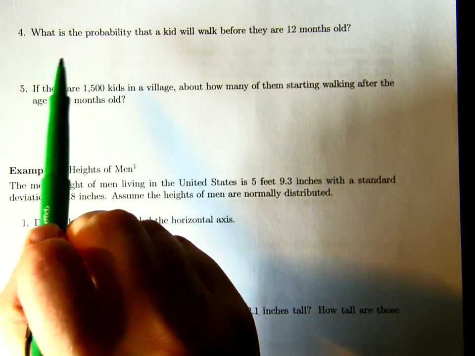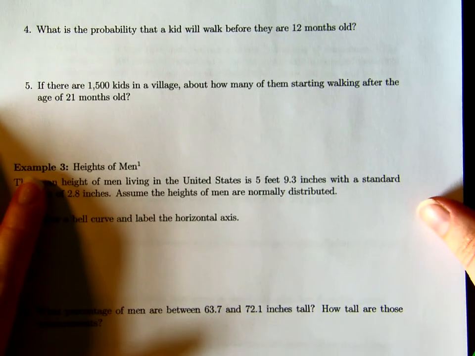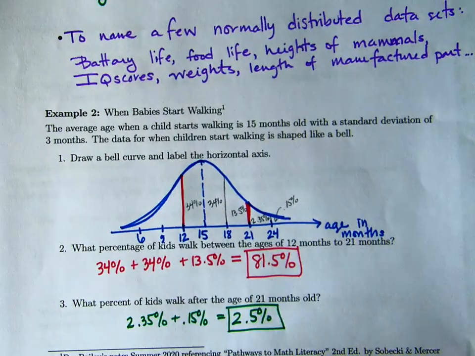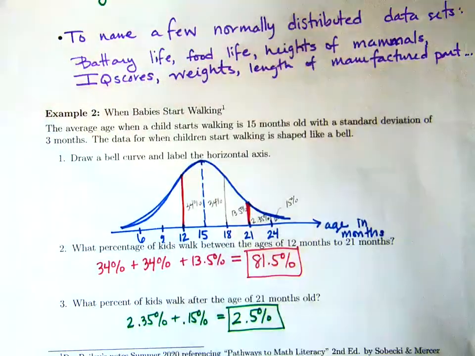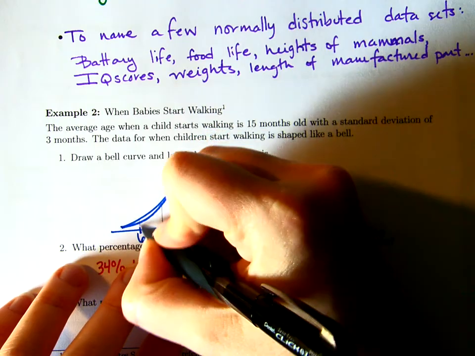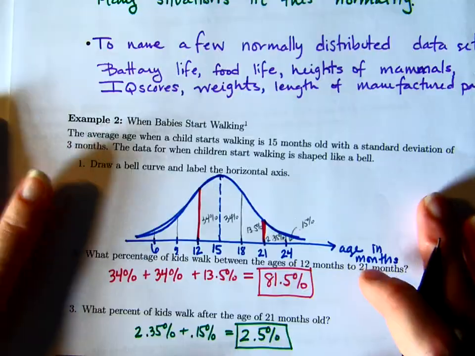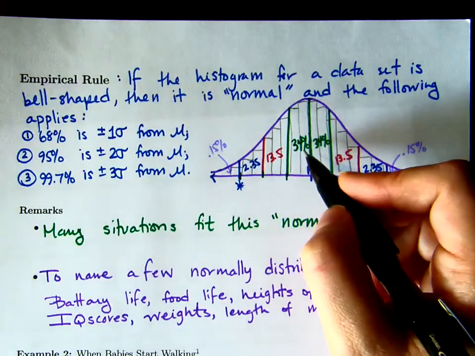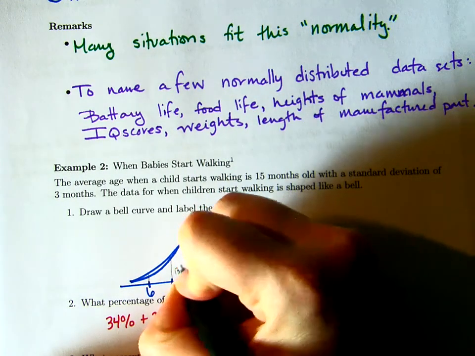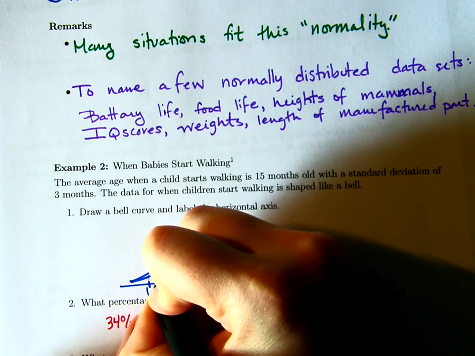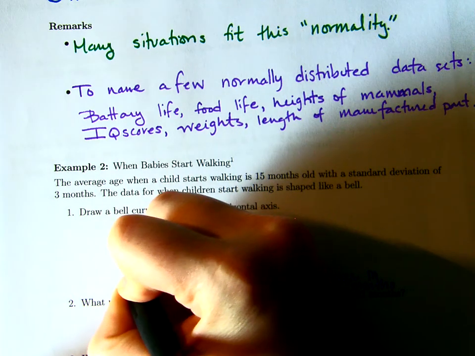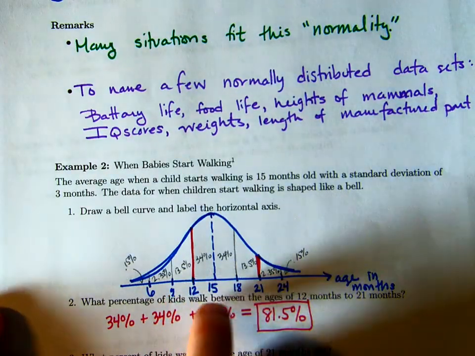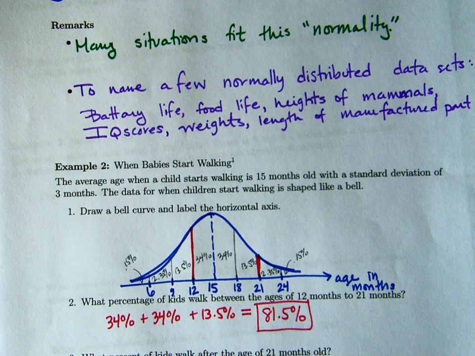Anyway, what is the probability that a kid will walk before they are 12 months old? Okay, back to the curve, because I need this curve. This curve helps me so much. Okay, I'm drawing in my bars, and I might as well label everything. Next to the 34% was a 13.5%, then a 2.35%, and then down here a 0.15%. Okay, so this curve is super duper handy.